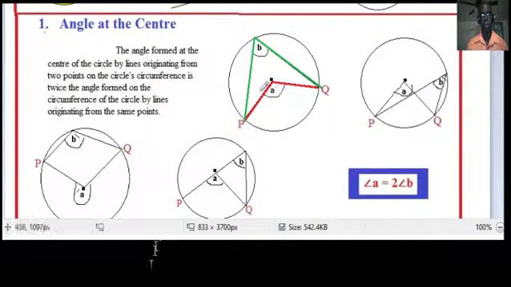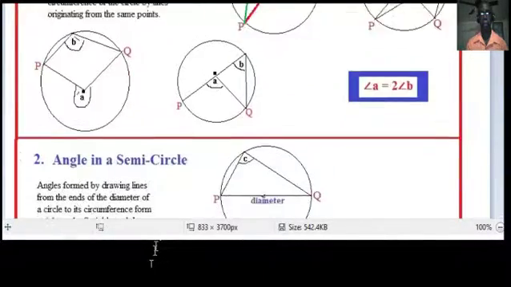Here, I showed you 4 ways in which this may be drawn. In each of these, the angle at the center is twice the angle at the circumference. Note that these lines are originated from the same points, P and Q, forming angles at the center and circumference of the circle. Therefore, angle A is twice angle B.